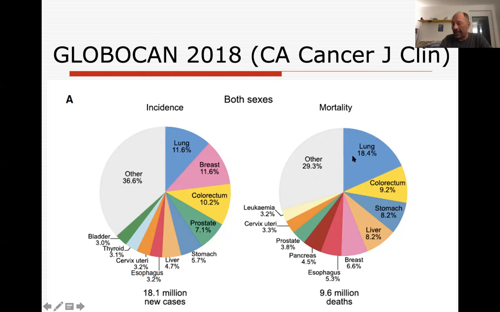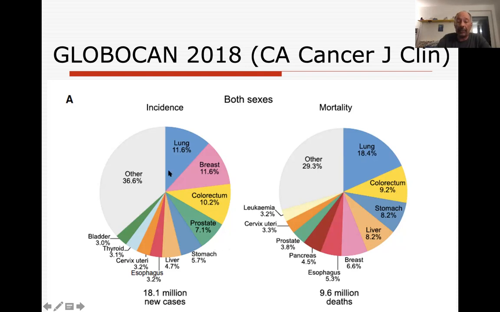And in terms of mortality, too, you see that lung is by far the first here, because among these 4, lung is much more lethal than breast. You see, breast here is almost 12%, here it is only 7%. And colon is still pretty much a problem, but you see prostate, for example, drops down here.